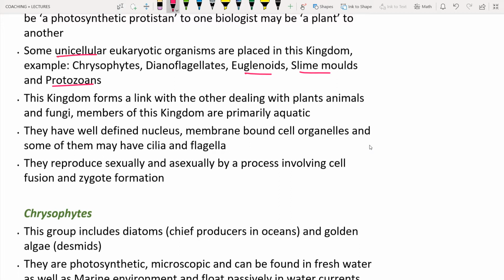Unicellular means, as we have discussed just now, one cell. The kingdom forms a link with plants, animals and fungi, and members of this kingdom are primarily aquatic. Aquatic means in a pond, or in the ocean, or in the sea. These organisms live in it, and they have some special features to live in this water. They have a well defined nucleus.